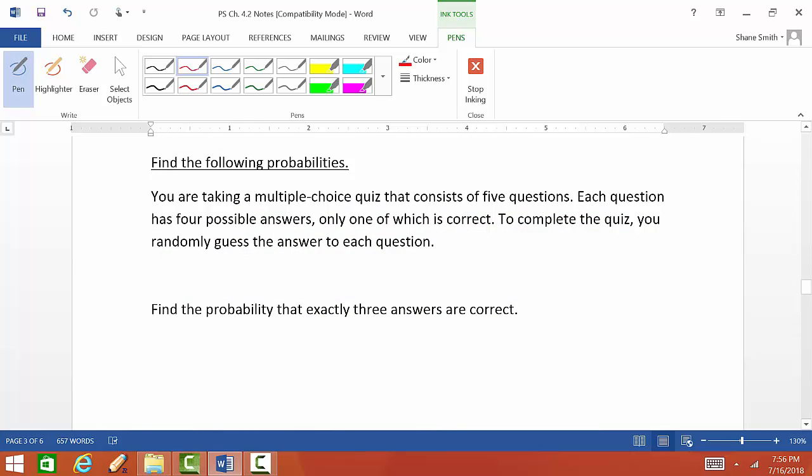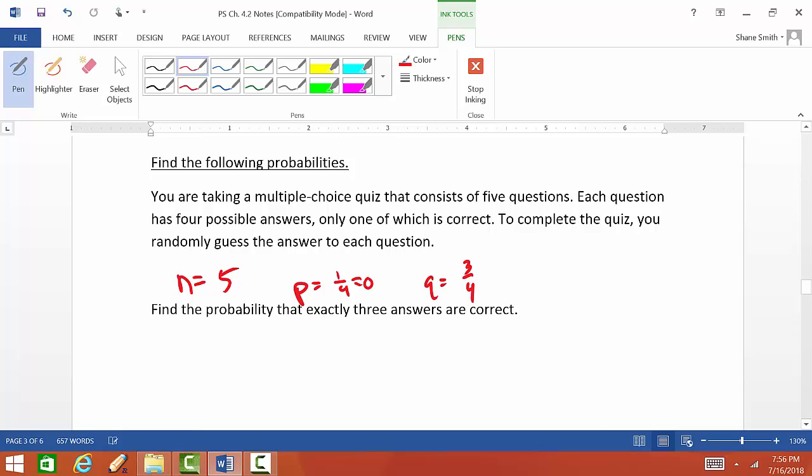Okay, so hopefully you tried to do this page on your own first before I went through the solutions, because I think it's important to practice this on your own first. So first of all, you are taking a multiple choice quiz that consists of 5 questions, and each question has 4 possible answers, only one of which is correct. To complete the quiz, you randomly guess and answer each question. So your N is 5, your P is 1/4, your Q is 3/4.